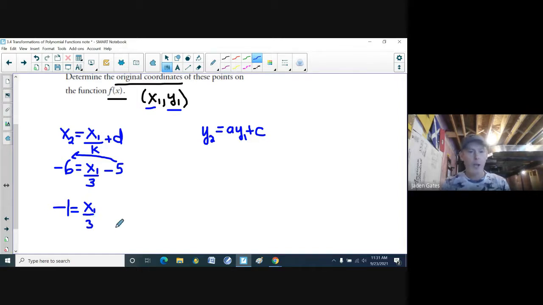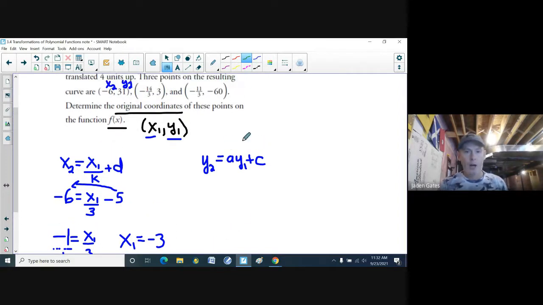And in this situation, when you've got something equaling a fraction, I like to create a fraction equaling a fraction so I can cross multiply. In this case, 1 times x1 is x1, which is great because that's what we're looking for. And the other part of the cross multiplying is 3 times -1, which is just -3. Perfect. There's one down.